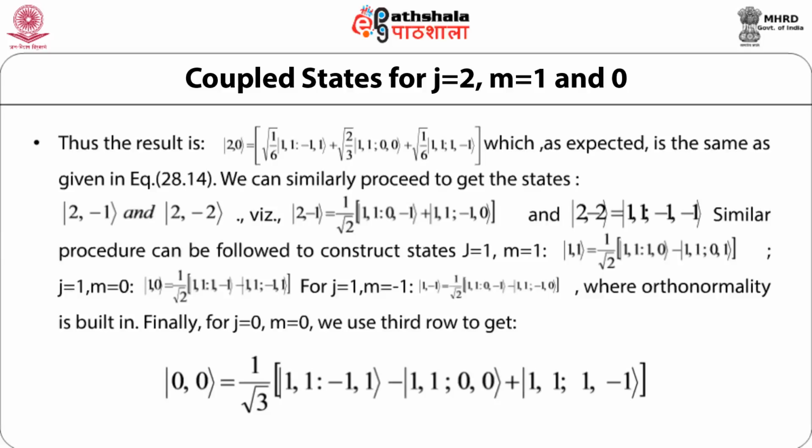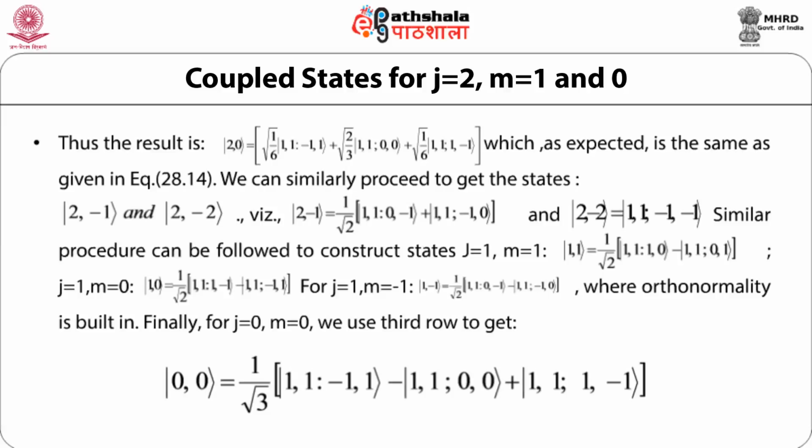And for the state corresponding to the total angular momentum J equal to 1 and the magnetic quantum number M equal to minus 1, the coupled state is given by state 1 comma minus 1 is equal to 1 by under root 2 times bracket open state 1 comma 1 and 0 comma minus 1 minus state 1 comma 1 and minus 1 comma 0, where the orthonormality is built into the relations that have been given.